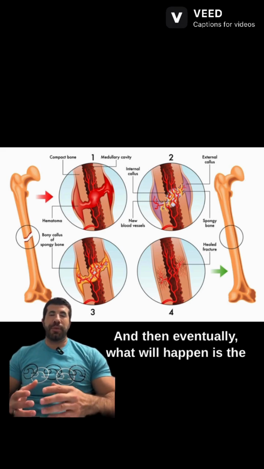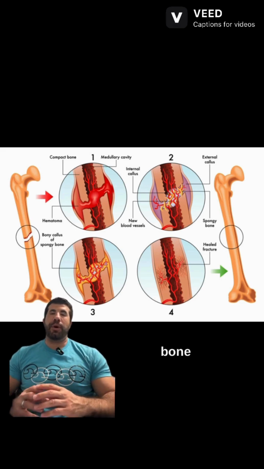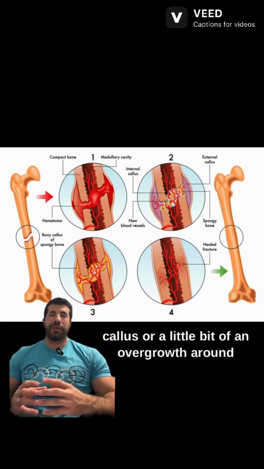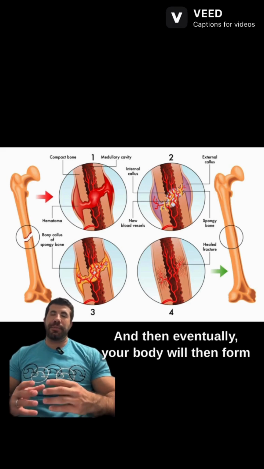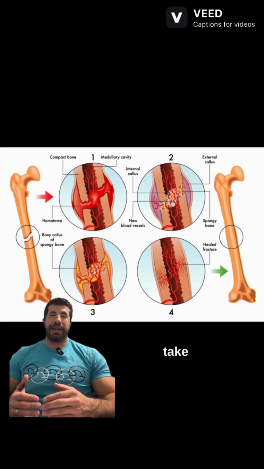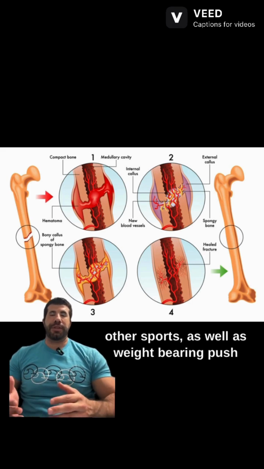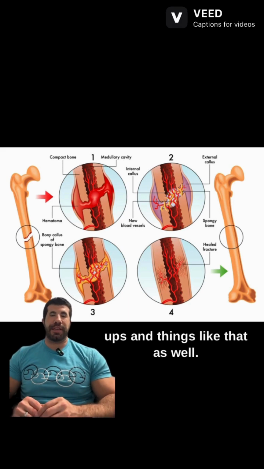And then eventually what will happen is the two ends will come together and your body will form a bone callus or a little bit of an overgrowth around there. And then eventually your body will then form mature bone that's healthy and ready to take on different activities like football, basketball, or any other sports, as well as weight-bearing push-ups and things like that as well.